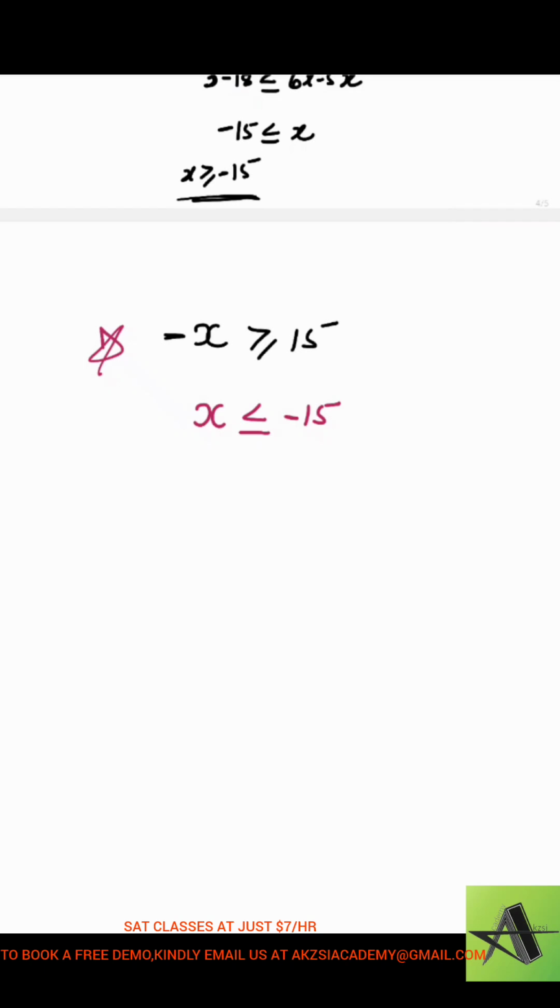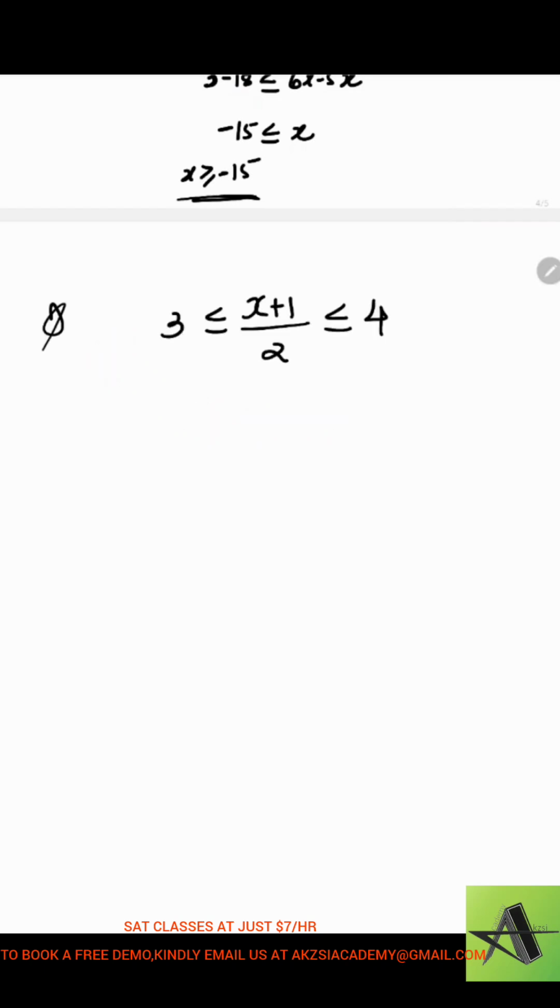Moving on to one of the most important types of inequality, which is called a combination of inequalities. The previous questions had a single inequality, but what if we have two inequalities? How to solve it? See this question. Our main aim is always to isolate x.